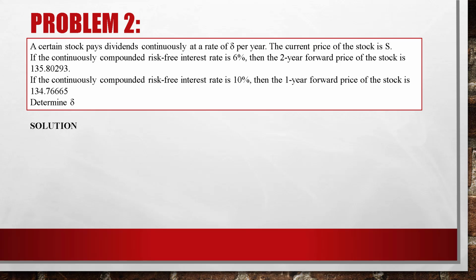Problem 2. A certain stock pays dividends continuously at the rate of delta per year. The current price of the stock is S. If the continuously compounded risk-free interest rate is 6%, then the 2-year forward price of the stock is 135.80293. If the continuously compounded risk-free interest rate is 10%, then the 1-year forward price of the stock is 134.76665. Determine delta.